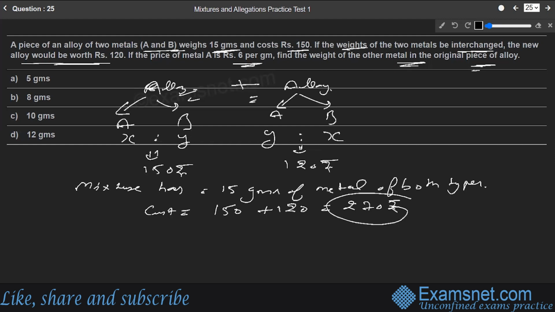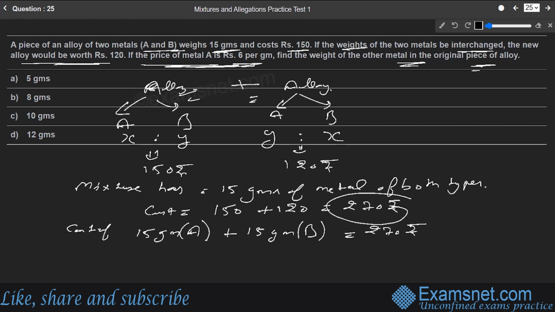Now in this particular 270 rupees piece, we will have 15 gram of metal A, plus similarly 15 gram of metal B, because the total piece was of 15 gram only. If these two are added up, each will have A type and B type as 15 gram, because the total sum is always 15. So 15 gram of A and 15 gram of B we have in this mixture, whose price now becomes 270 rupees.